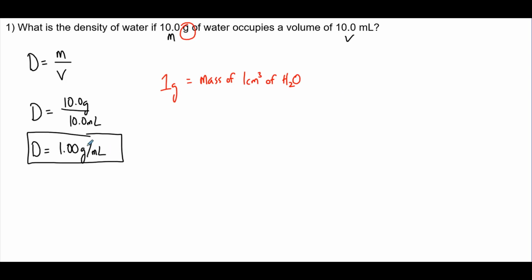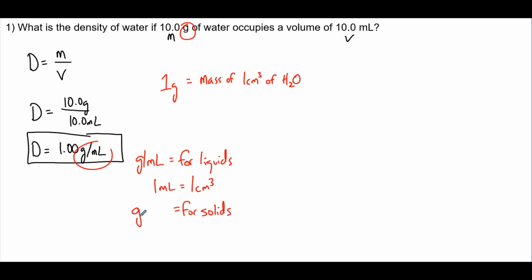Now, one other thing about density, this unit right here, grams per milliliter, that's for liquids. And you probably know that 1 milliliter is equal to a cubic centimeter. And so for solids, you're going to see the unit written as grams per cubic centimeter. Don't get confused. Sometimes in science, we have a lot of names for practically the same thing. Let's move on to the next question.